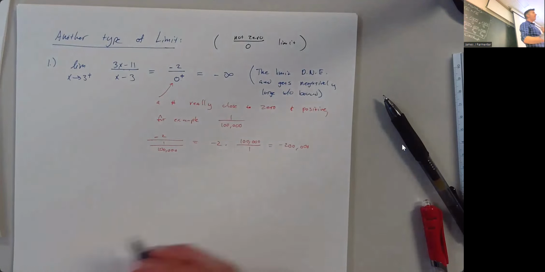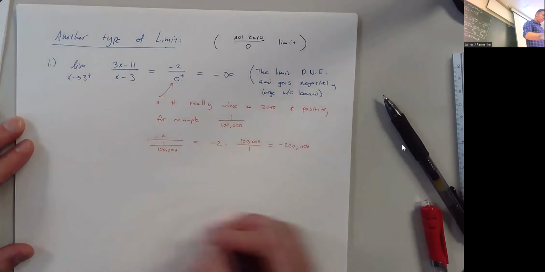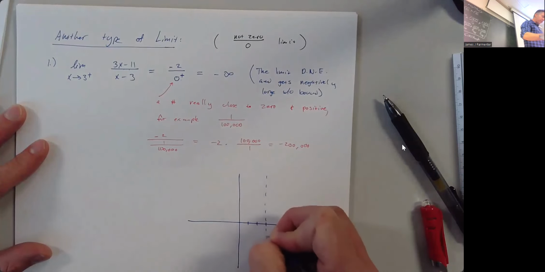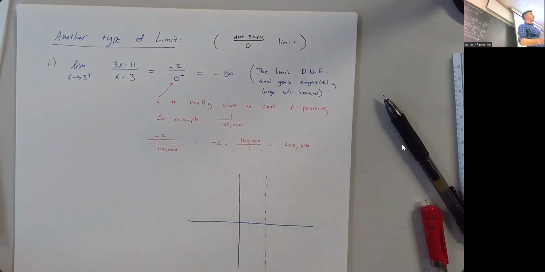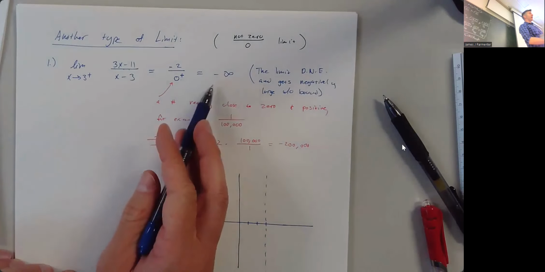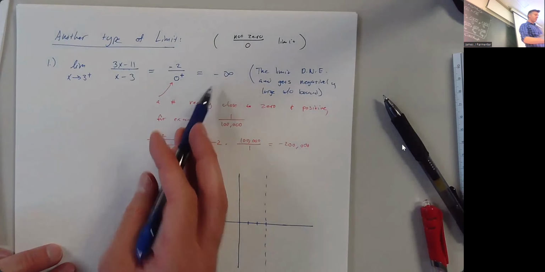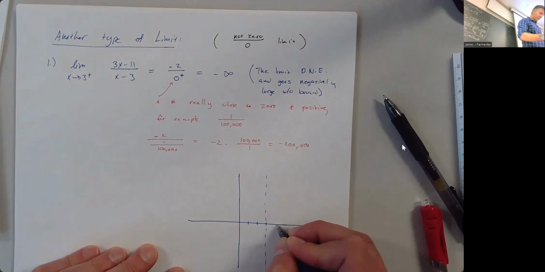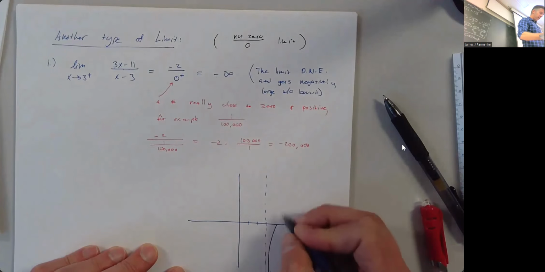So this means graphically that as x approaches 3 from the right-hand side, the function gets very, very, very, very negative. Like that.